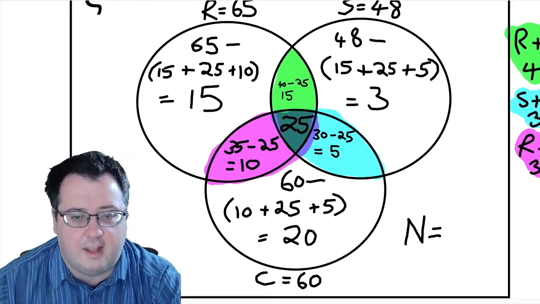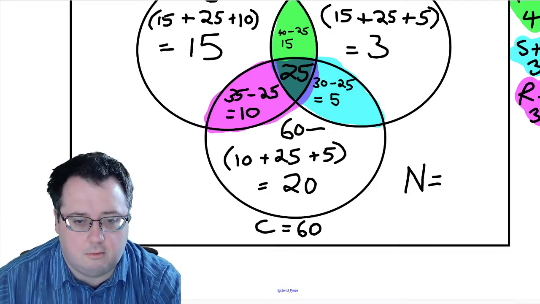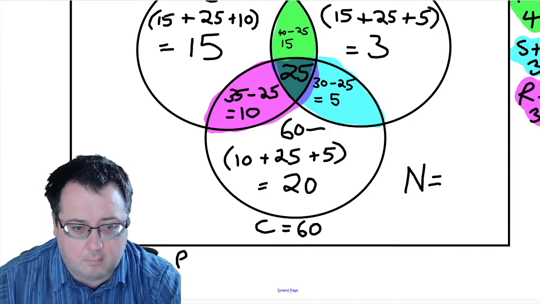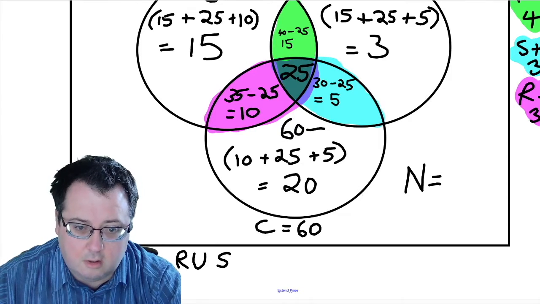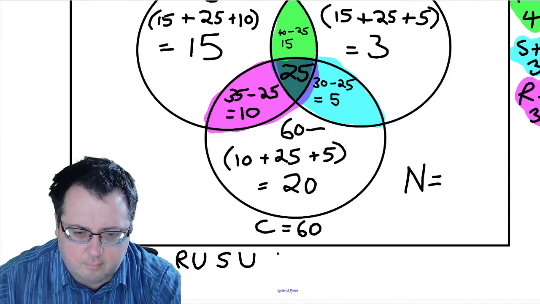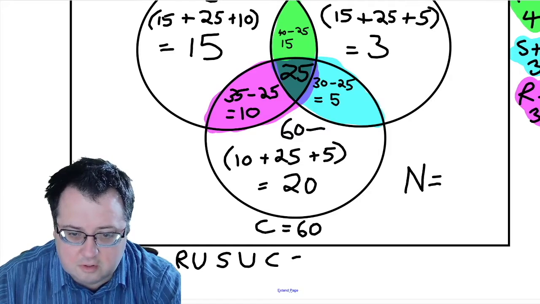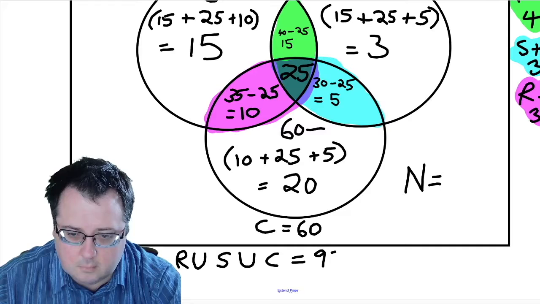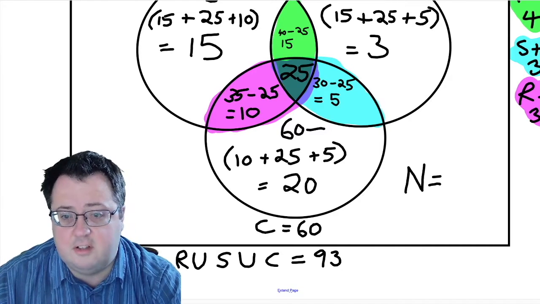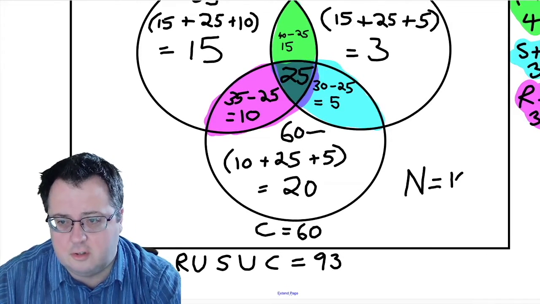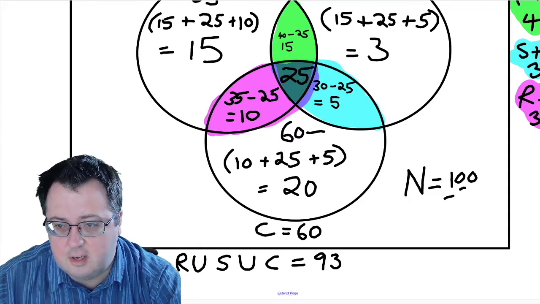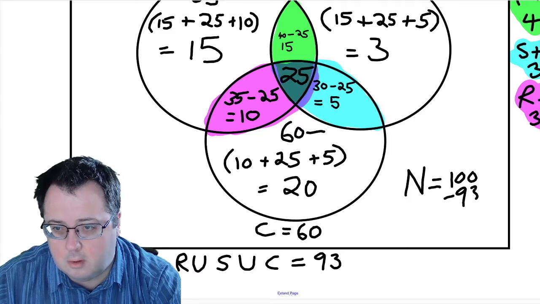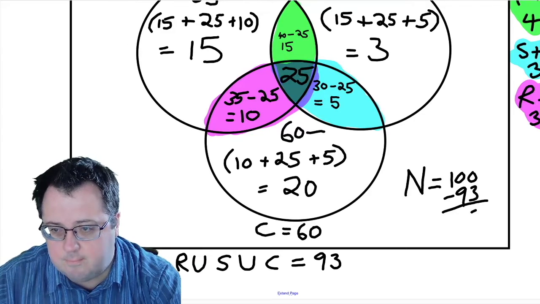Okay, maybe I make a note of that outside. So running union swimming union cycling equals 93. That means our n is going to be 100 minus 93, which gives 7.